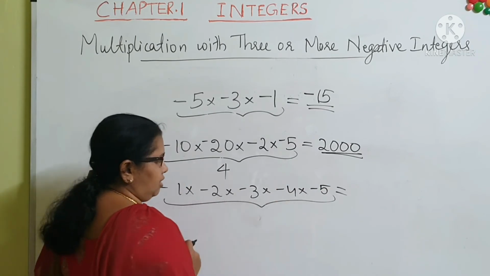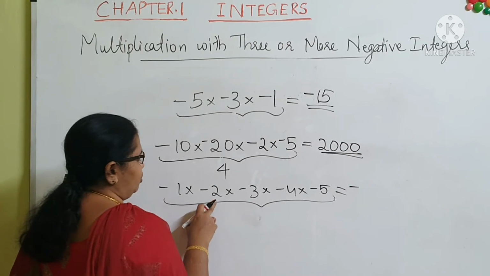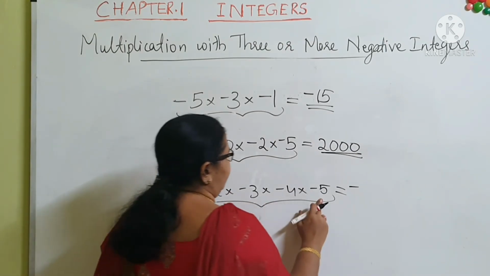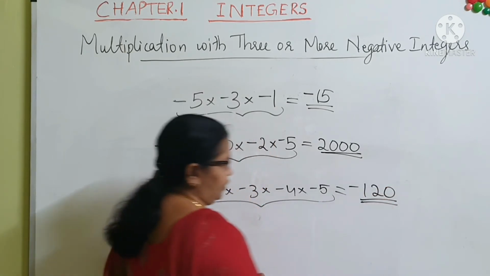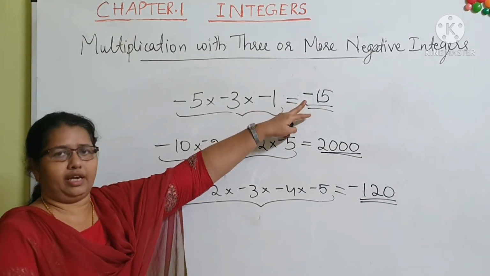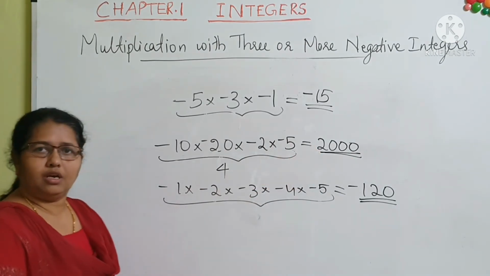Five negative integers are multiplying. So, the product is negative. 1 into 2, 2, 6, 24. 24 into 5 is 120. So the answer is negative 120. When we multiply an odd number of negative integers, their product is negative. When we multiply an even number of negative integers, the product is positive.